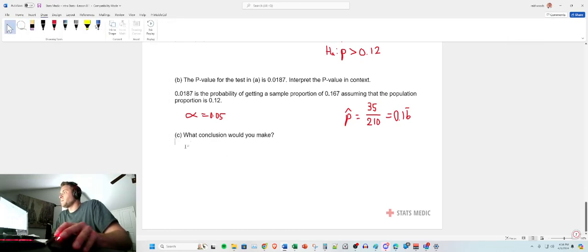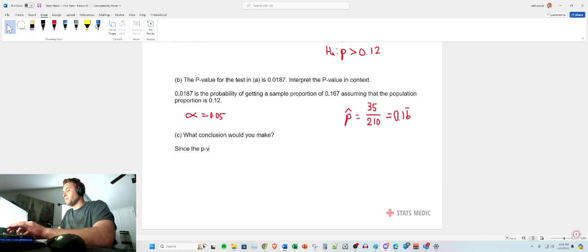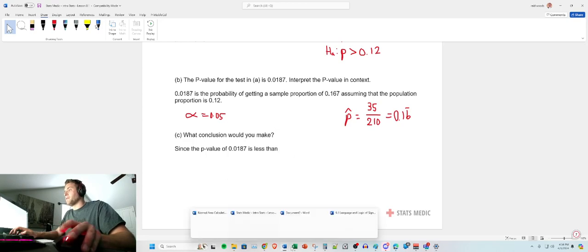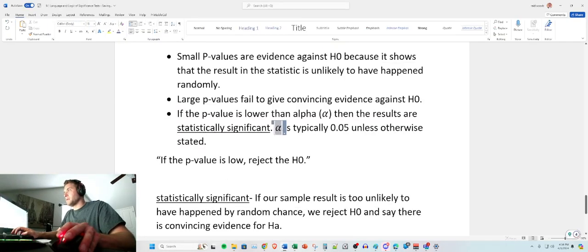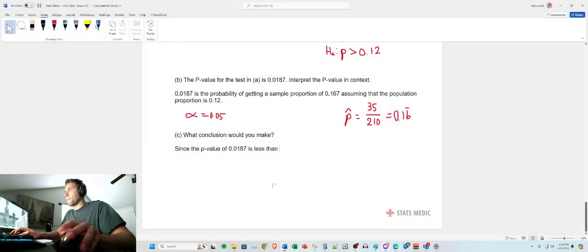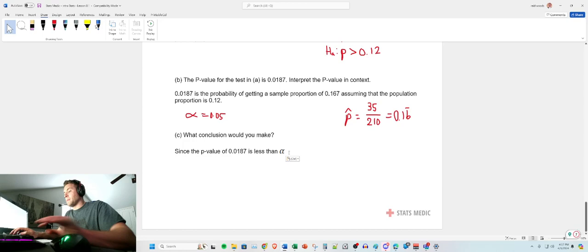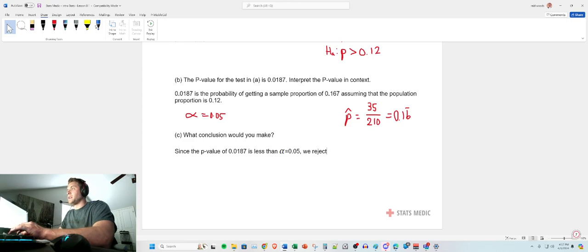I'm going to do that now. Okay, so we're going to say this. Since the p-value of 0.0187 is less than, I need alpha, so we're going to write alpha equals 0.05. We reject the null hypothesis. So that's what the conclusion would start with.